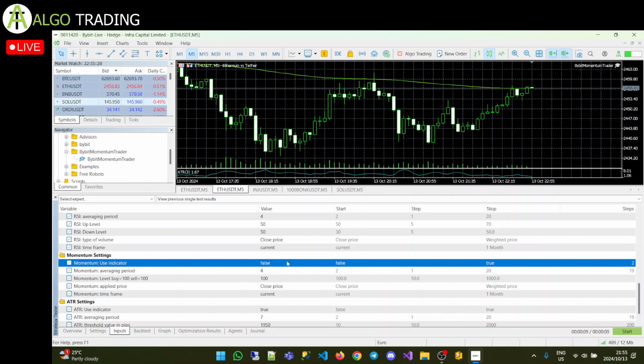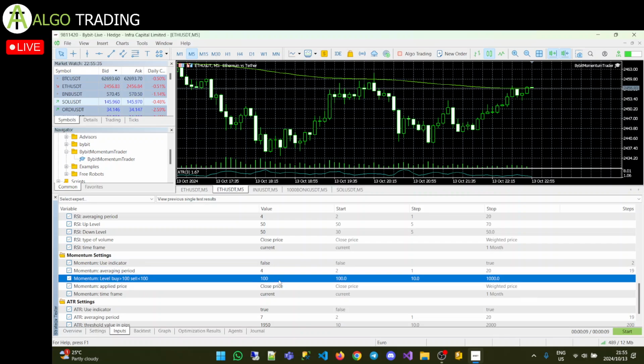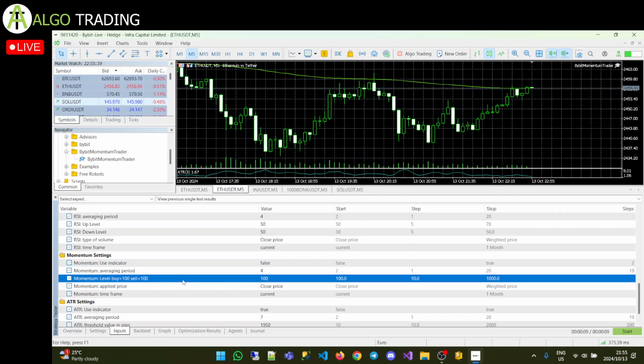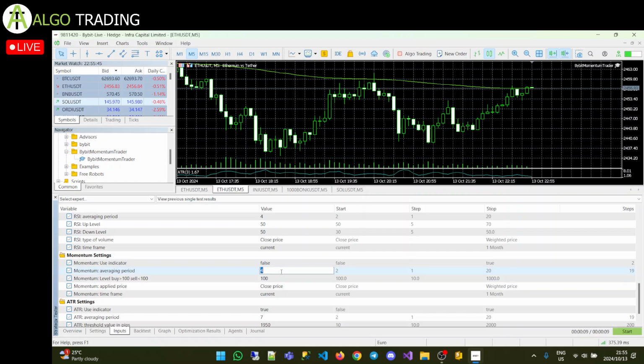Okay. The next is the momentum. The momentum indicator is you choose your average period and you don't really change this. So basically what this is saying is that if it's above 100, it's going to look for a buy. If it's below 100, it's going to look for a sell. And you could change your averaging period.